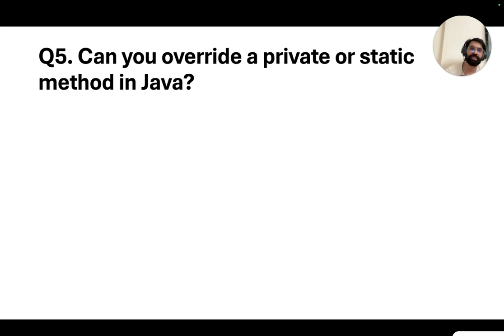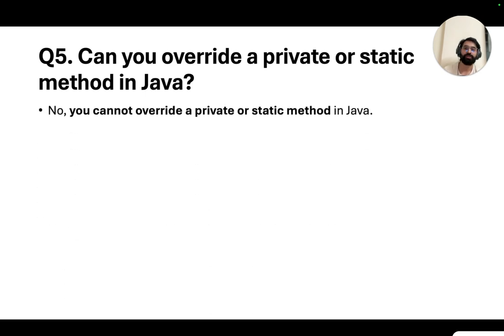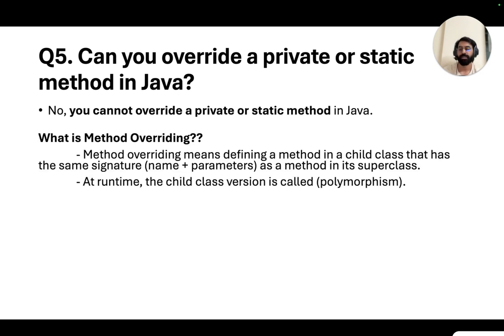Can you override a private or a static method in Java? This is also a very interesting and important question. Can you override a private or a static method in Java? Let's see. No, you cannot override a private or a static method in Java. Why? For that we need to understand method overriding.